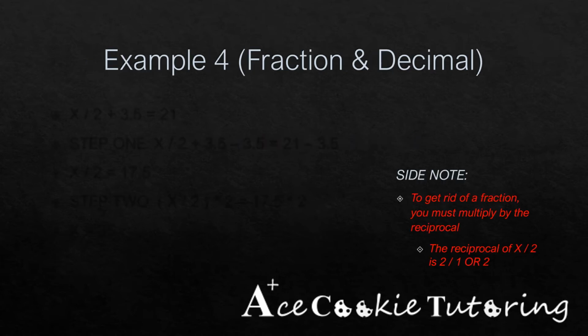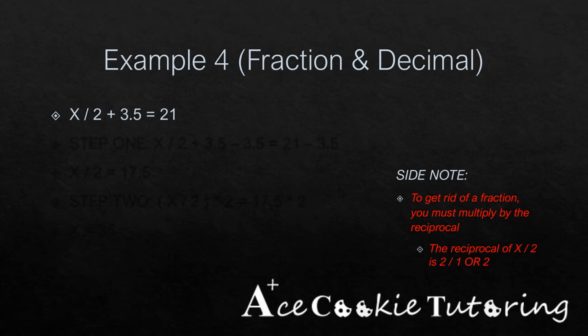Alrighty, let's move on to example number 4. Now this one might look a little scary because it has a fraction and a decimal. Example 4 is x divided by 2 plus 3.5 equals 21. So I have a lot of students who would freak out as soon as they see that division sign, let alone the decimal. But I promise we're going to do this problem just like all the other two-step equations.